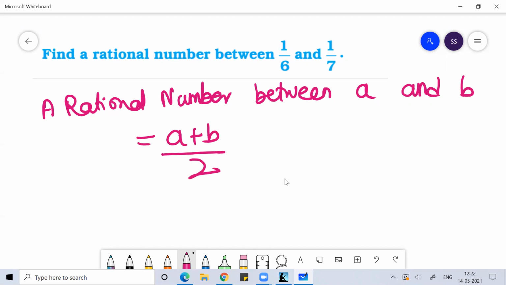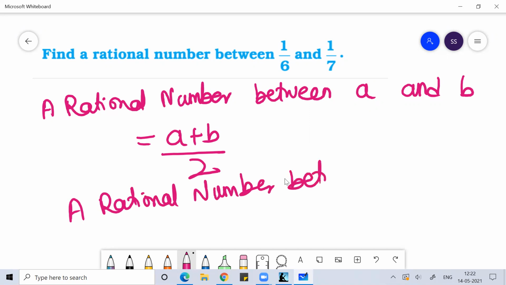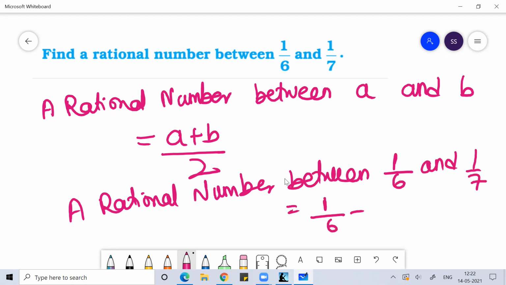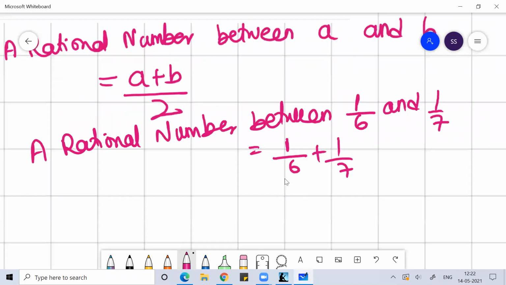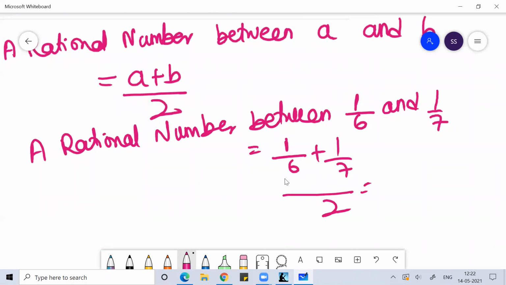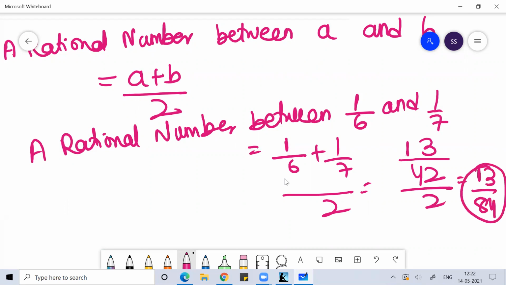Yes, sir. So if you want a rational number between 1/6 and 1/7, it will be 1/6 plus 1/7 divided by 2. 7 plus 6 over 42 is 13 by 42, divided by 2. So the answer is 13 by 84. Yes, sir.